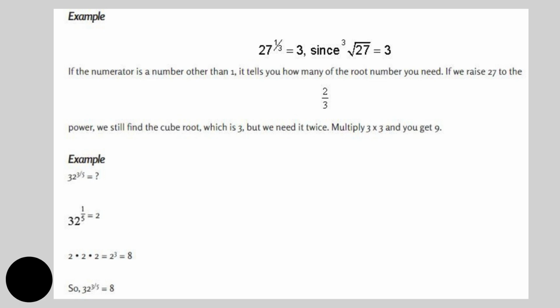So if the numerator is a number other than 1, it tells you how many of the root number you need. If we raise 27 to the two-thirds power, we still find the cube root, which is 3. But then we need it twice, so multiply 3 times 3, and you get 9.